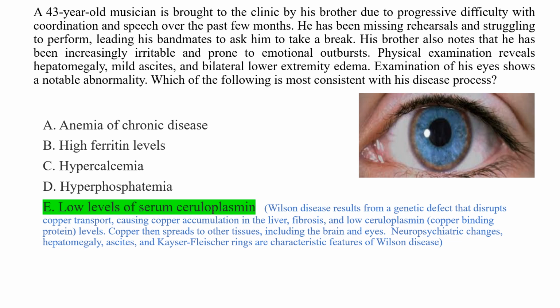The reason that the serum ceruloplasmin will be low in Wilson disease is because ceruloplasmin is a copper binding protein that transports about 95% of circulating copper in the blood. And its level is reduced in Wilson disease because of its reduced copper incorporation.